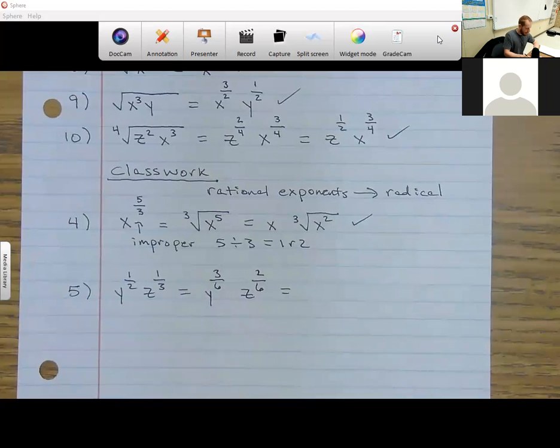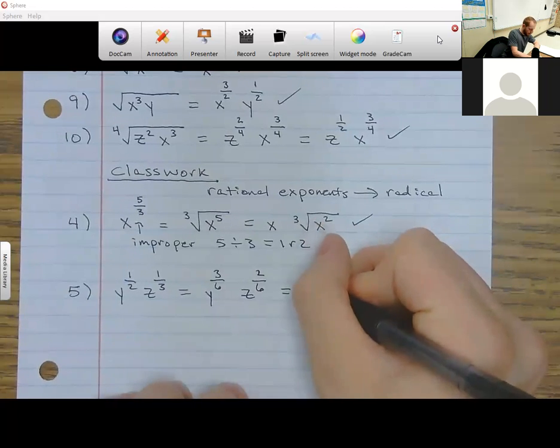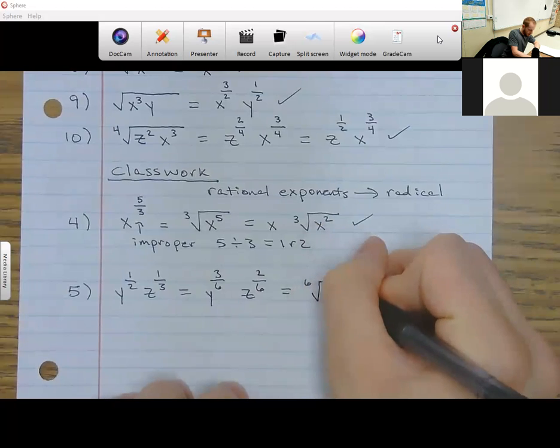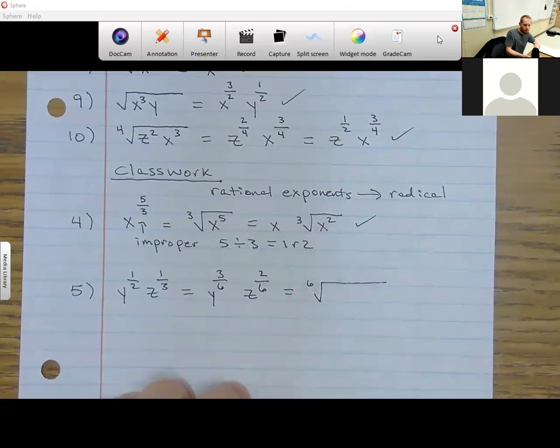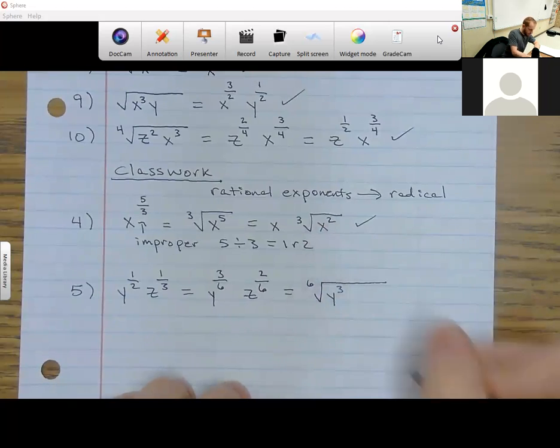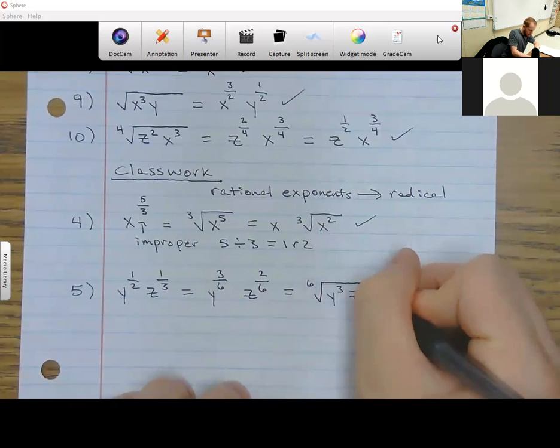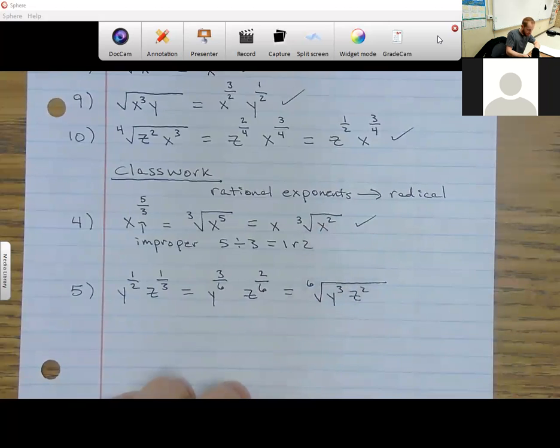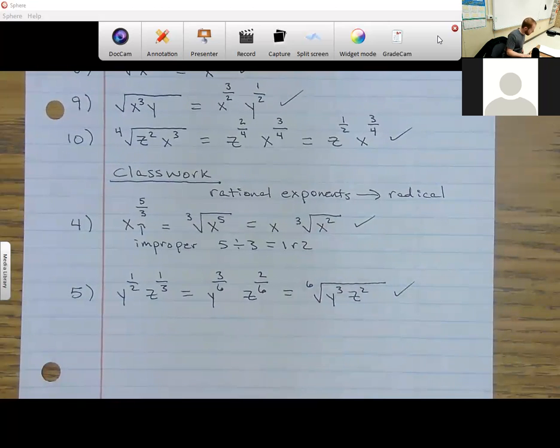So now I have a common denominator. That means I get a common index. I can write everything under one radical. So I'm going to have y cubed on the inside and z squared on the inside. And I can't do anything else to it, so I'm done. Okay. Let's do the last one, number 10.